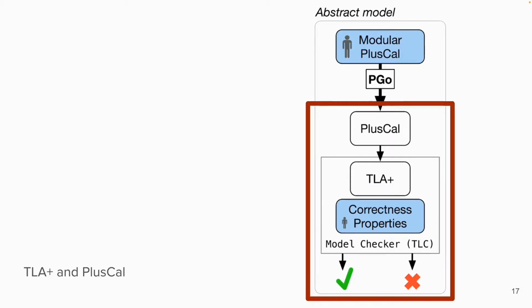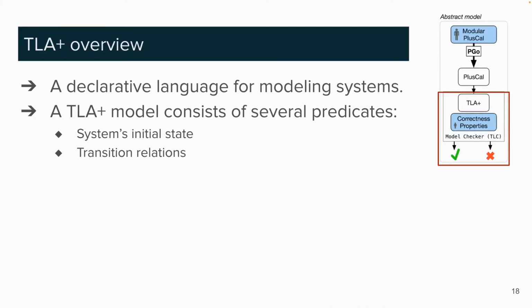Next, for the background, we're going to quickly take a look at the TLA Plus and PlusCal languages. TLA Plus is a declarative language for modeling systems. Each TLA Plus model consists of several predicates that define the system's initial state and transition relations.